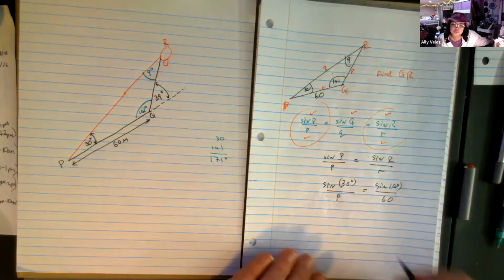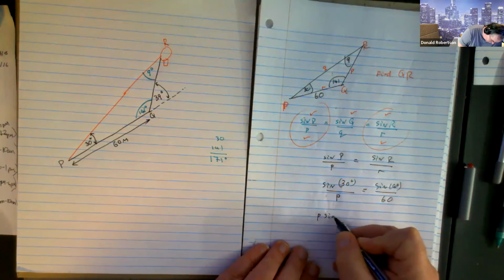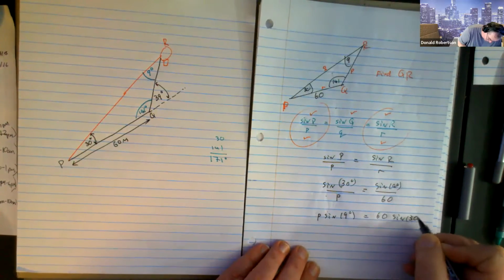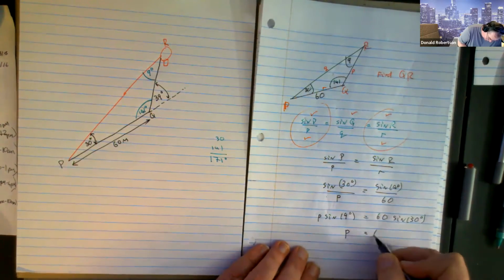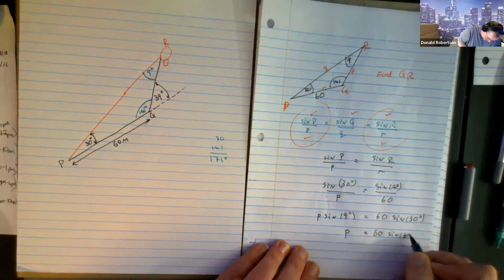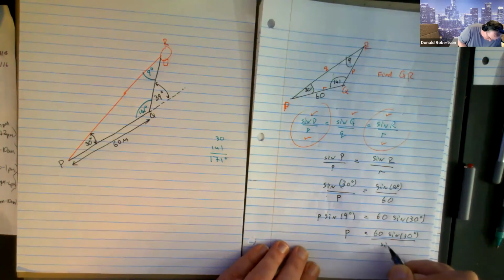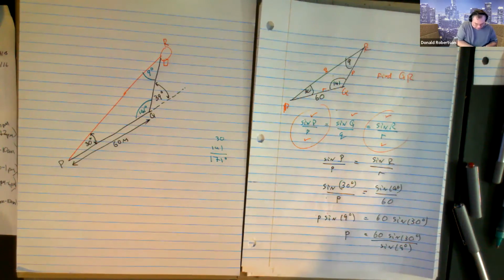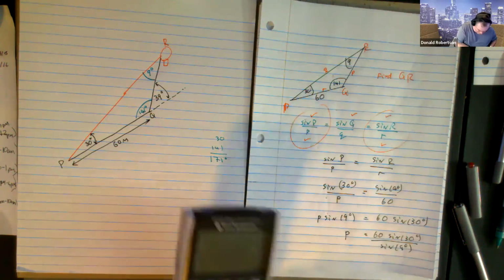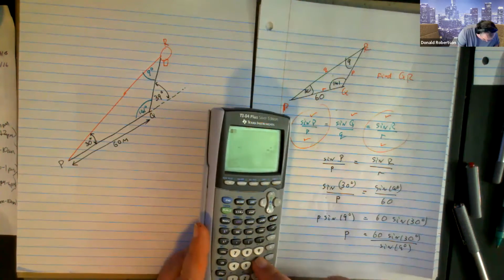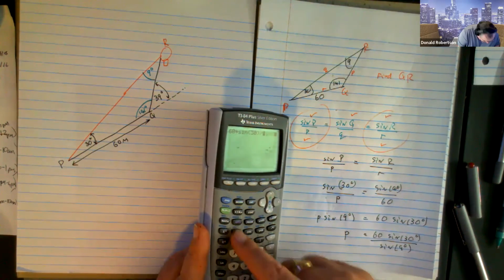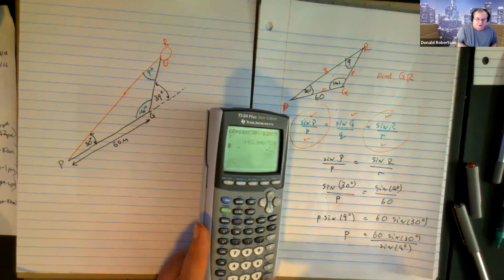Cross multiply. Okay, so if I do P times the sine of 9 degrees, it should be 60 times the sine of 30 degrees. And then to find little p, shouldn't I divide both sides by the sine of 9 degrees? And then calculator. I'm going to deliberately do a mistake here. Okay, it's 60 times sine of 30. This is a deliberate mistake. Divided by the sine of 9. And there's the answer.